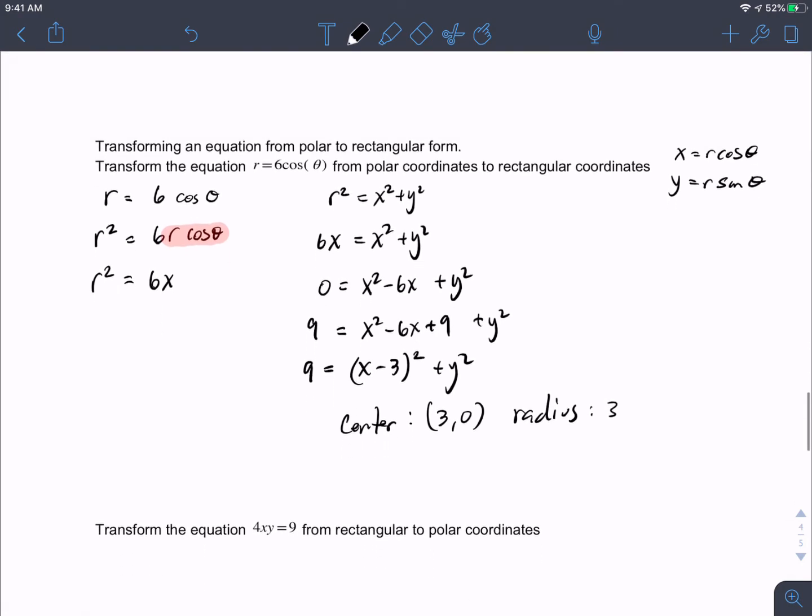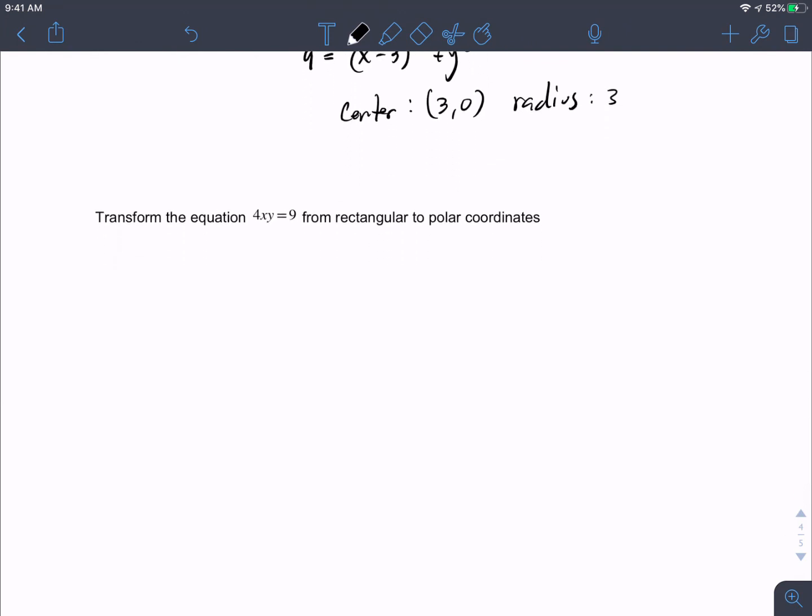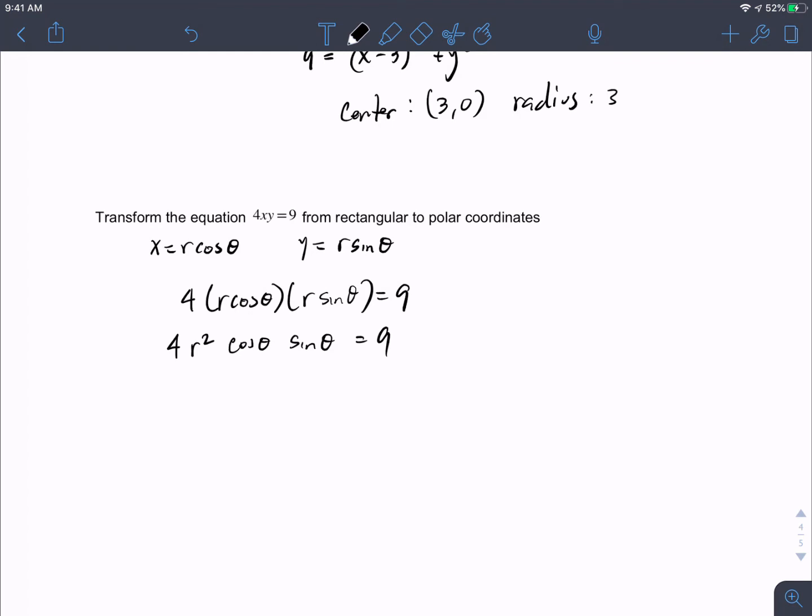So let me do another example for you real fast. So in this example, we have 4xy is equal to 9. And what I'm going to do is I'm going to use the fact that x is equal to r cosine theta and that y is equal to r sine theta. So I'm going to go 4 times r cosine theta times r sine theta is equal to 9. Now if I multiply this, I'm going to get 4r squared cosine theta sine theta is equal to 9. But I know I can break this up with some trig tricks. And so what this ends up giving me is 2r squared sine 2 theta is equal to 9.